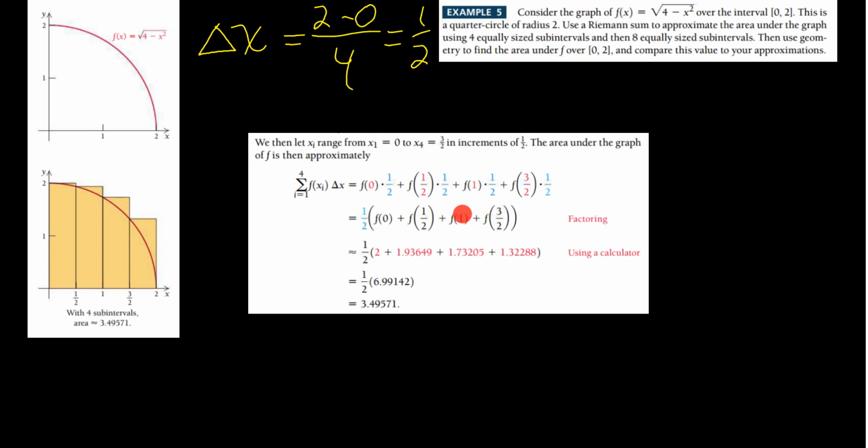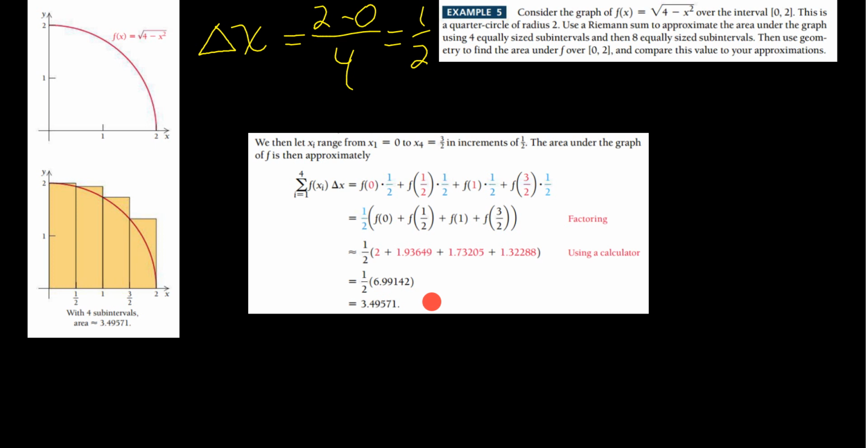Well, by plugging these into the calculator, f of 0, we can do this in our head right now anyway. f of 0, 0 squared is 0, so 4 minus 0 is 4. The square root of 4 is 2, so we have 2 here. And then f of 1 half, well, 1 half squared is 1/4. 4 minus 1/4 is 3 3/4, and the square root of 3 3/4 is 1.93649. And then we do that for all the terms. Of course, we add that up, multiply it by 1 half, and we end up with this number here.